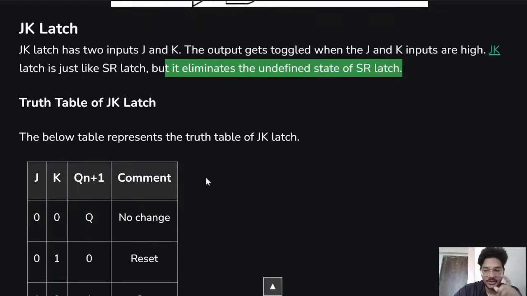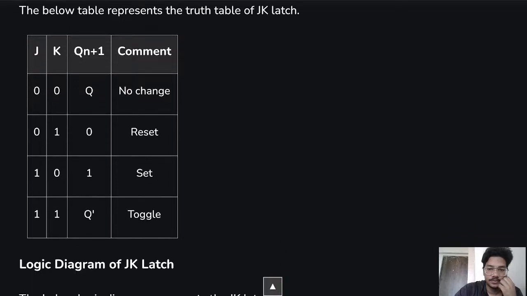So in this there are three things: J, K, and the next state of the output. Let's see, when we make a truth table for the JK latch, J and K are given 00, 01, 10, 11. In which Q plus 1 is equal to Q, then 0, 1, and 1 is equal to Q dash. So first of all, no change, reset, set, and toggle.